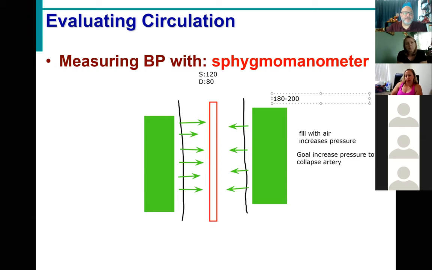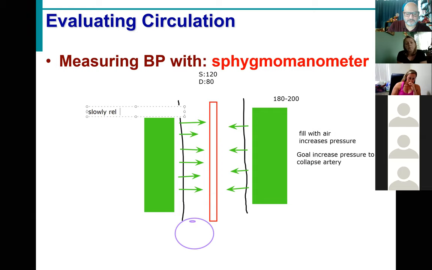And then you guys are correct. What you do is you take that stethoscope and you put it down here in the elbow, so that you can listen down here for the movement of blood. And then, as you guys pointed out, you are going to slowly release the pressure. From 180 to 170, to 160, to 150, to 130, to 120, to 119. If the pressure now in the cuff is, let's say, 119.